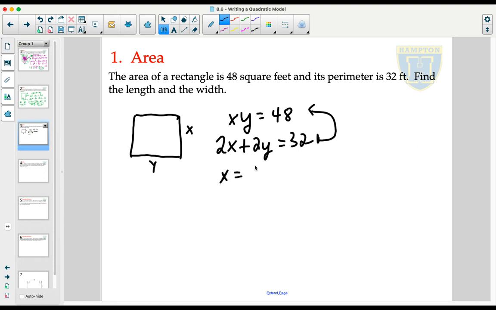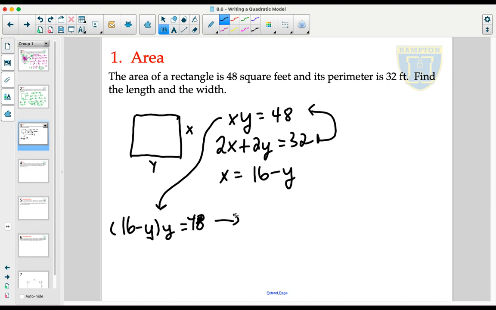we get that x is equal to 16 minus y. We subtract the 2y over, then we divide by the 2. We get x is equal to 16 minus y, which means we can rewrite the first equation in one variable as 16 minus y times y is equal to 48. And you're already starting to see where the quadratic model might come into play. Distributing the left-hand side, we get 16y minus y squared is equal to 48.